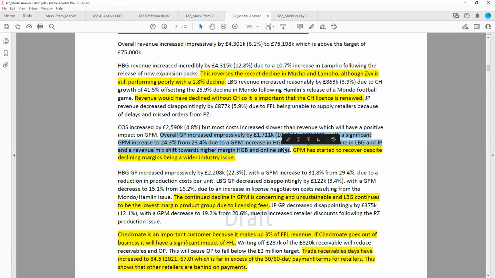They're probably not as interested in, as I've said, general admin costs having gone up by a small percentage. So again, I've added in a point here, just saying that actually it started to recover despite the decline in margins being a wider industry issue. So I just added in an extra point on that because I think this is a really significant area looking at overall gross profit. And it's a positive story as well that margin has increased.